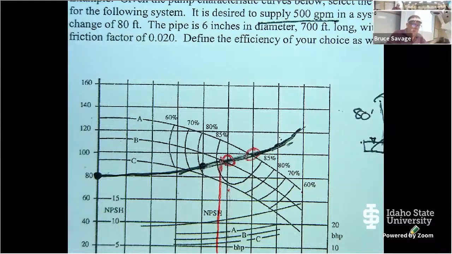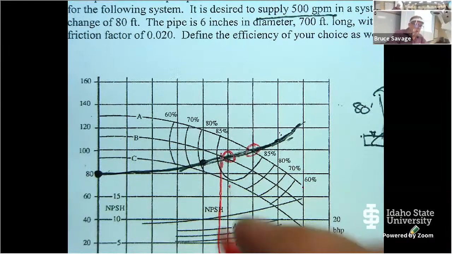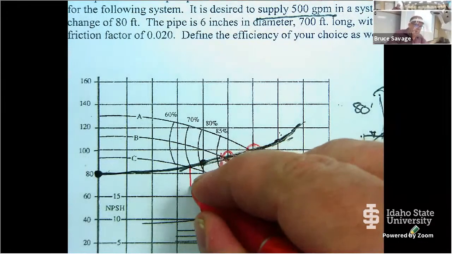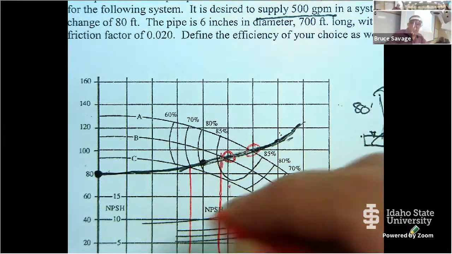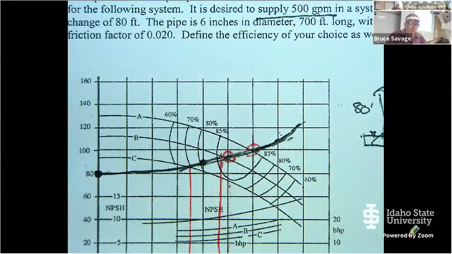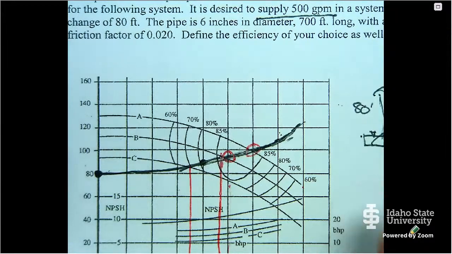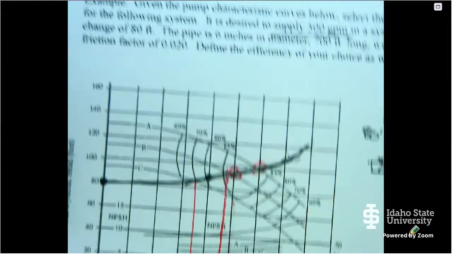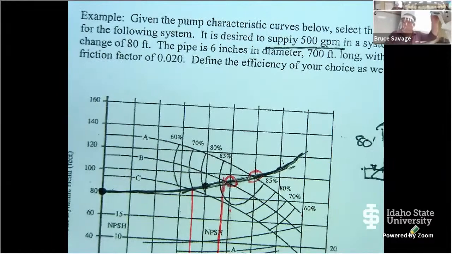So let's look at the others. We obviously know that pump C down here is only going to give us about 350, so it's way too low, 350 gallons per minute. Pump B is going to give us about 470. So let's see, I can.